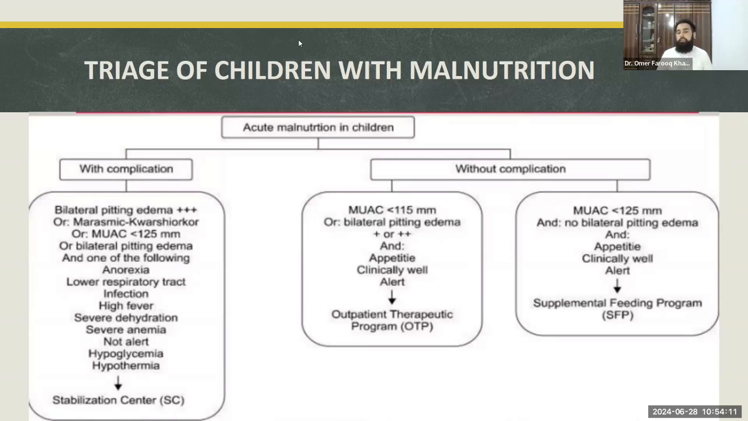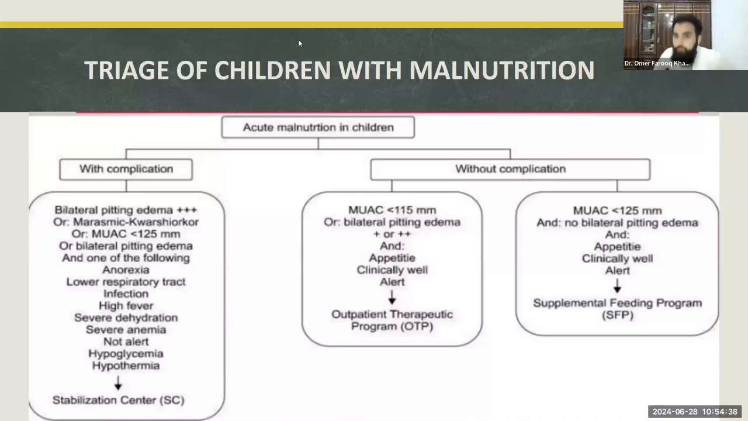Then you can keep those children under observational programs. And what is this observational program? There is the outpatient therapeutic program. Every week, every fifth day, the child has to be brought to the healthcare setting so that the pediatrician or general practitioner or a pediatric nurse can look at the child and assess his nutritional status on a week to week basis.